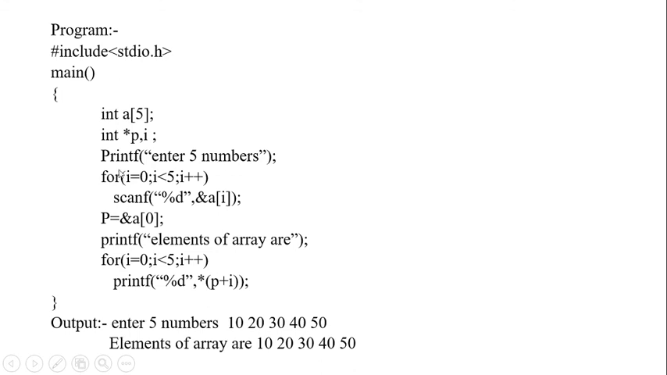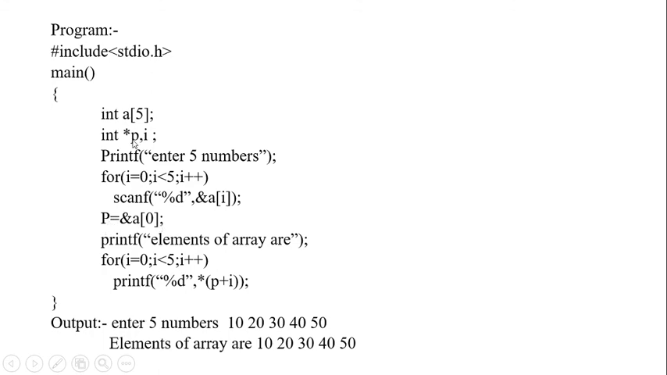Then printf, enter 5 numbers. Then by using this for loop, we can read the 5 elements into this array. Scanf percentage d ampersand a of i. That means the first element will go to a of 0, the next element to a of 1, a of 2, a of 3, like that up to a of 4. We can store the 5 elements. Then the next statement is p is equal to ampersand a of 0.